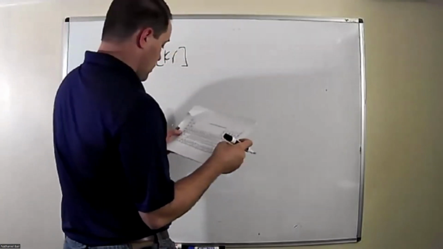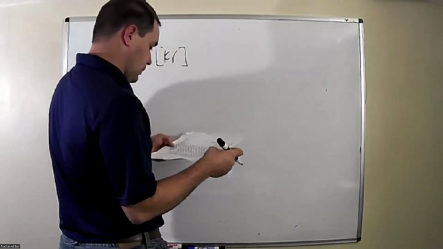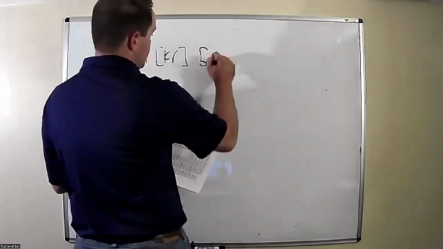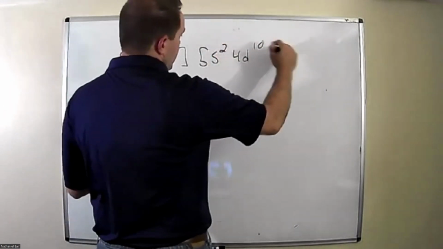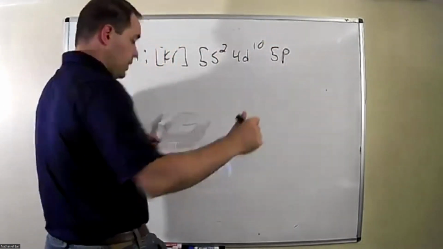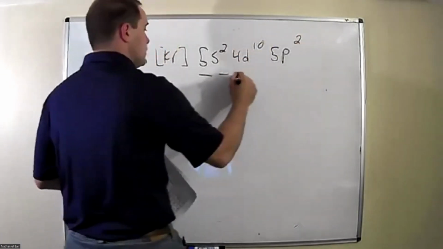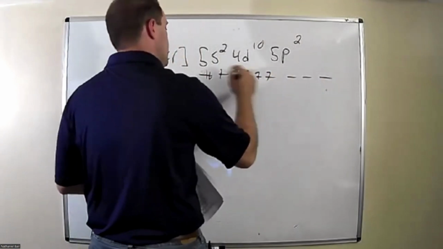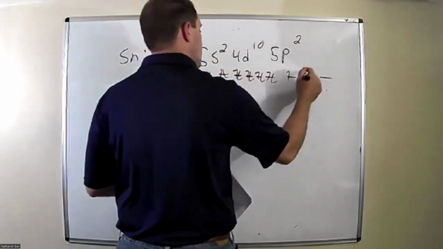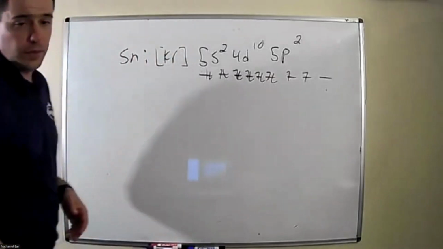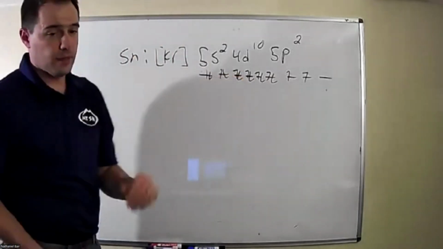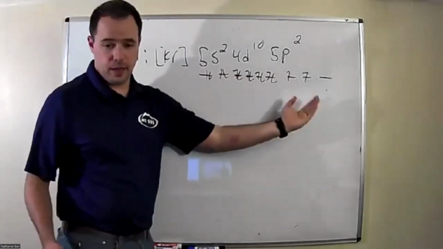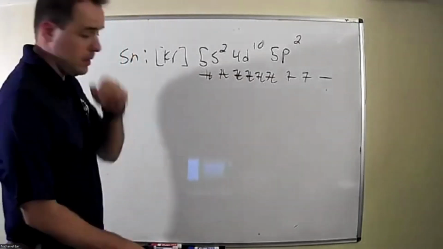And then it's going to be 1, 2, 3, 4, 5, so a 5s2, 4d10, 5p2. So regular old tin, that is not diamagnetic. Regular old tin is paramagnetic. So not tin.